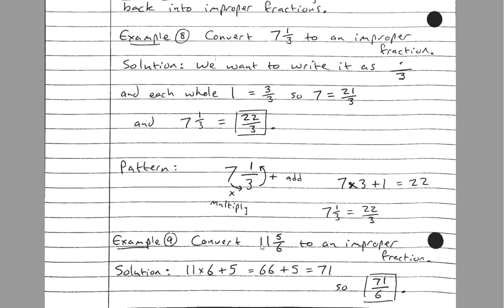Think of this as 11 ones, so each of those 11 rectangles is 6/6. We get 6/6 from the first rectangle, another 6 from the second. So altogether from those rectangles we get 66/6 plus 5 more here, so that's 71.